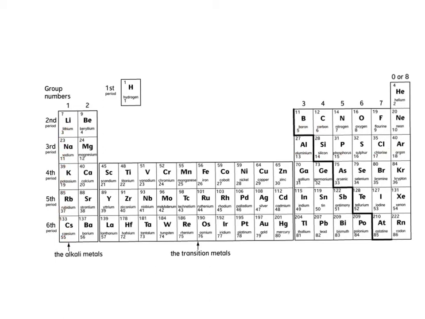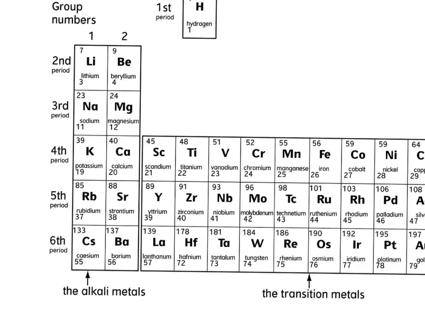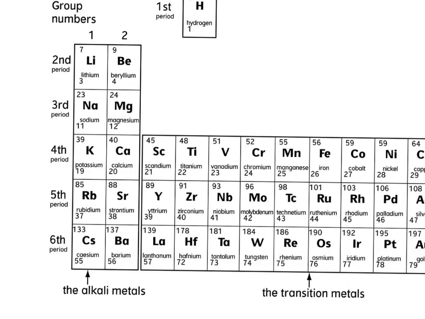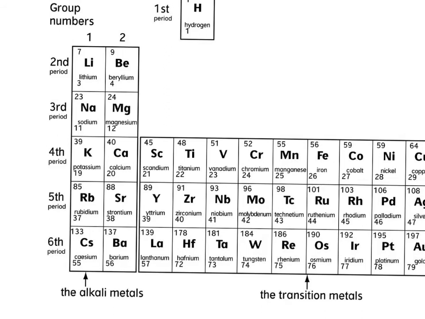Elements in each group do have similar chemical properties. For example, in group 1 you have lithium, sodium, potassium and rubidium. Let me enlarge that for a minute. As you can see, in group 1 here you have lithium, sodium, potassium, rubidium. They all have similar chemical properties.